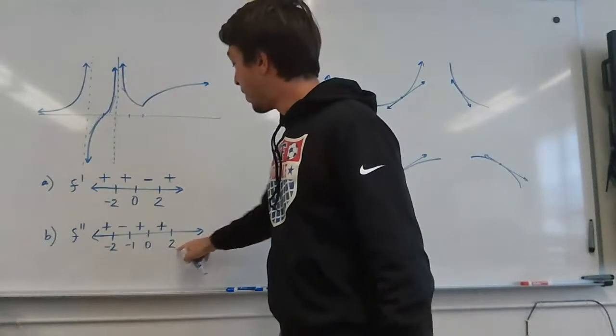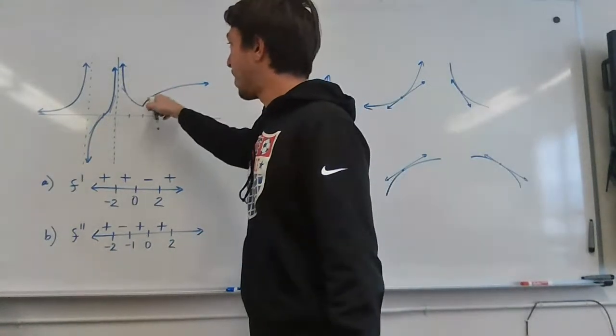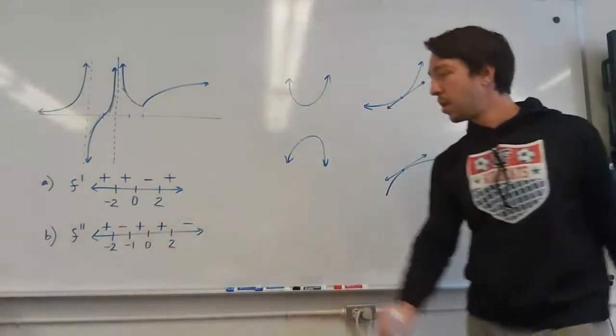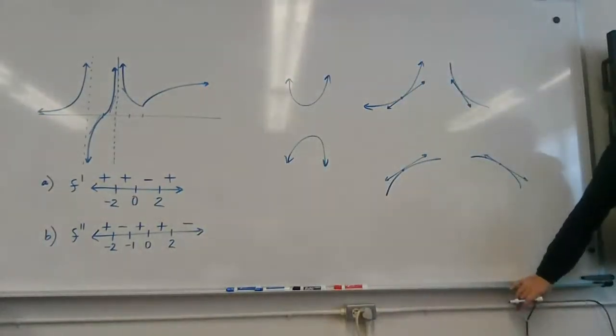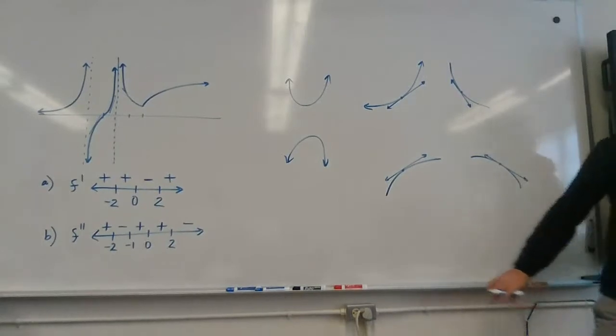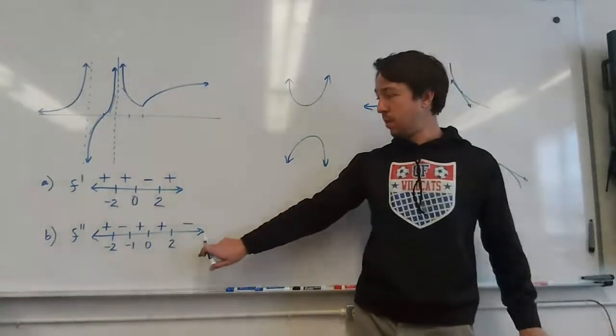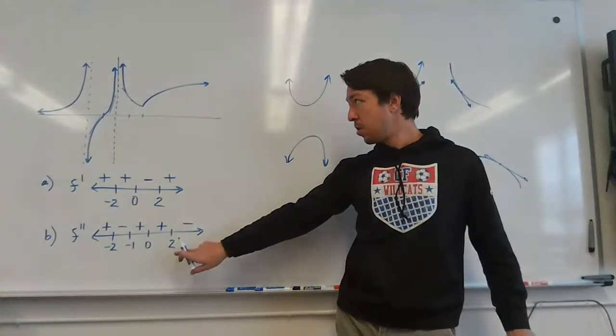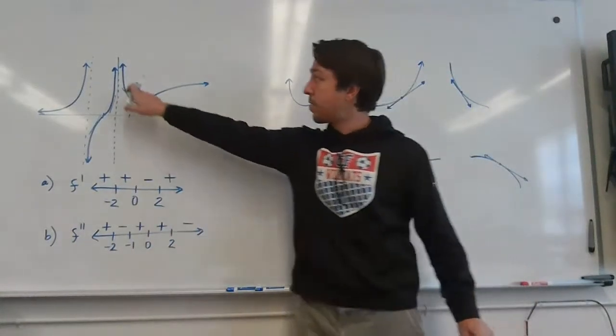And then from 2 to infinity, is that concave up or down? Down. Wait, when concave down, wouldn't that mean the second derivative is negative? Yes, if it's concave down. Did I mess any up? Well, you said 0 to 2 was concave down. No, 0 to 2, this curve here is concave up.